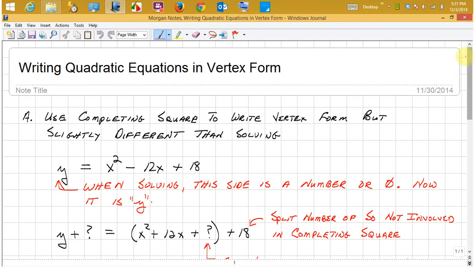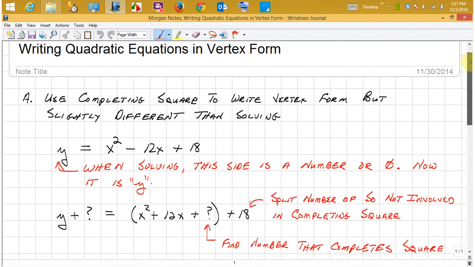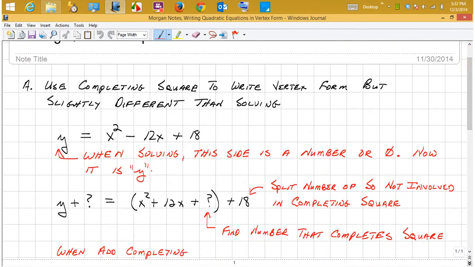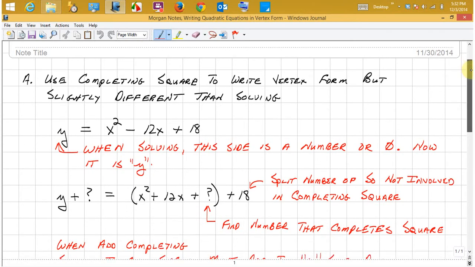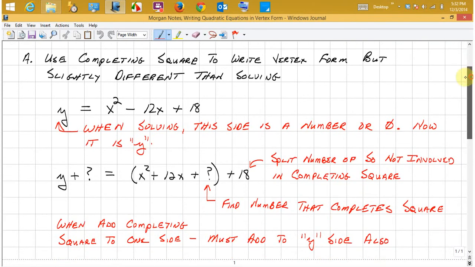In this video, we are going to change a standard form quadratic equation to vertex form using completing the square. You previously were taught how to use completing the square to solve quadratic equations. This is going to be slightly different in that instead of having a 0 over here on this side, you're going to have a y. And that's going to make things a little bit different because you're going to have to keep the y there throughout the entire process. Okay, so let's take a closer look at this.